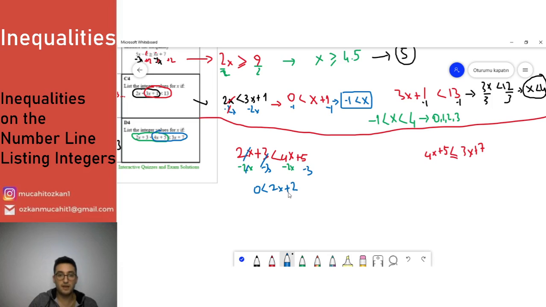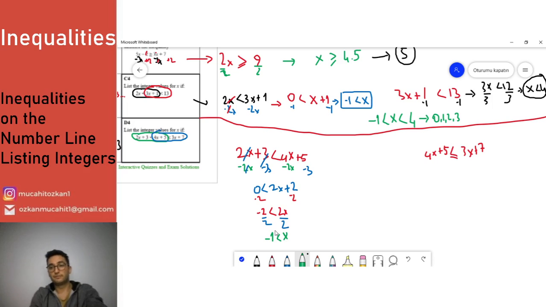But I want x on one side and number on the other side. So let's subtract 2 from both sides again. Negative 2 is less than 2x. Let's divide both sides by 2. Be careful, I am dividing by a positive number, so I'm not gonna change the sign. Negative 2 divided by 2 is negative 1. And 2x divided by 2 is x. Finally, I solved the first part.